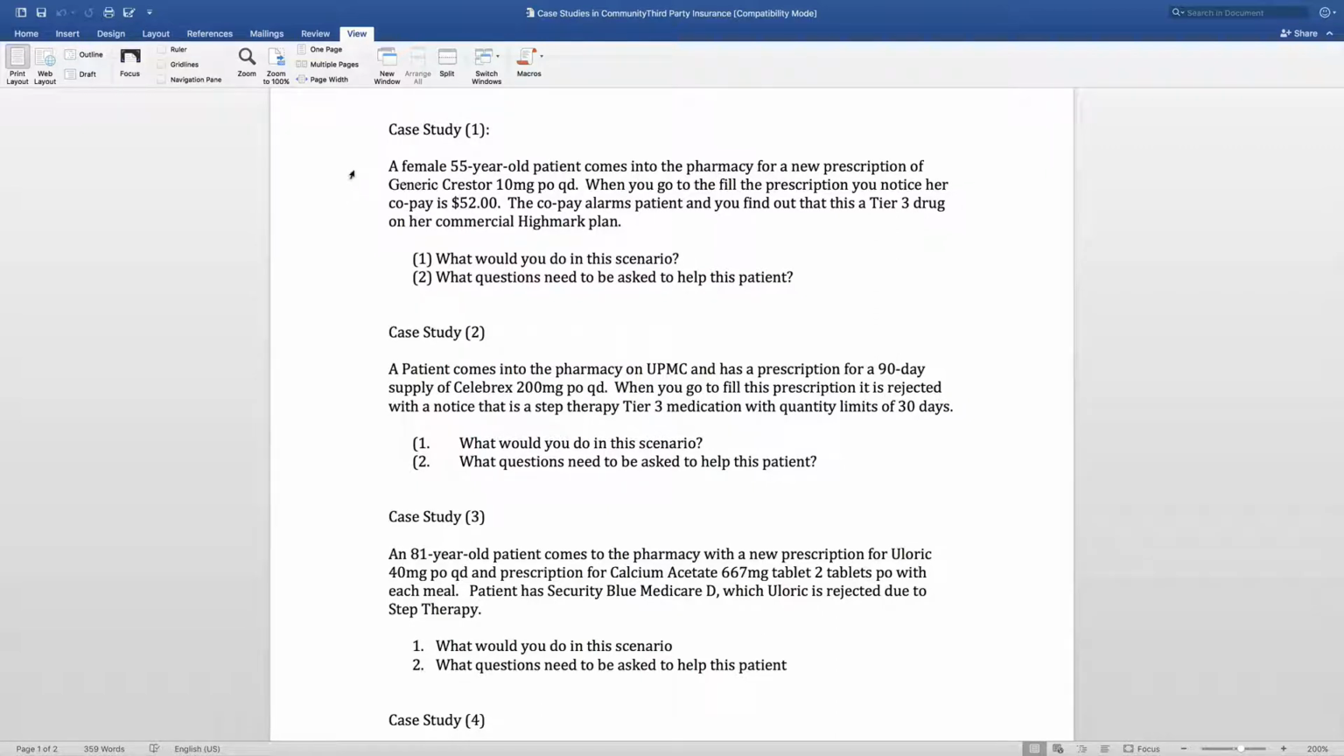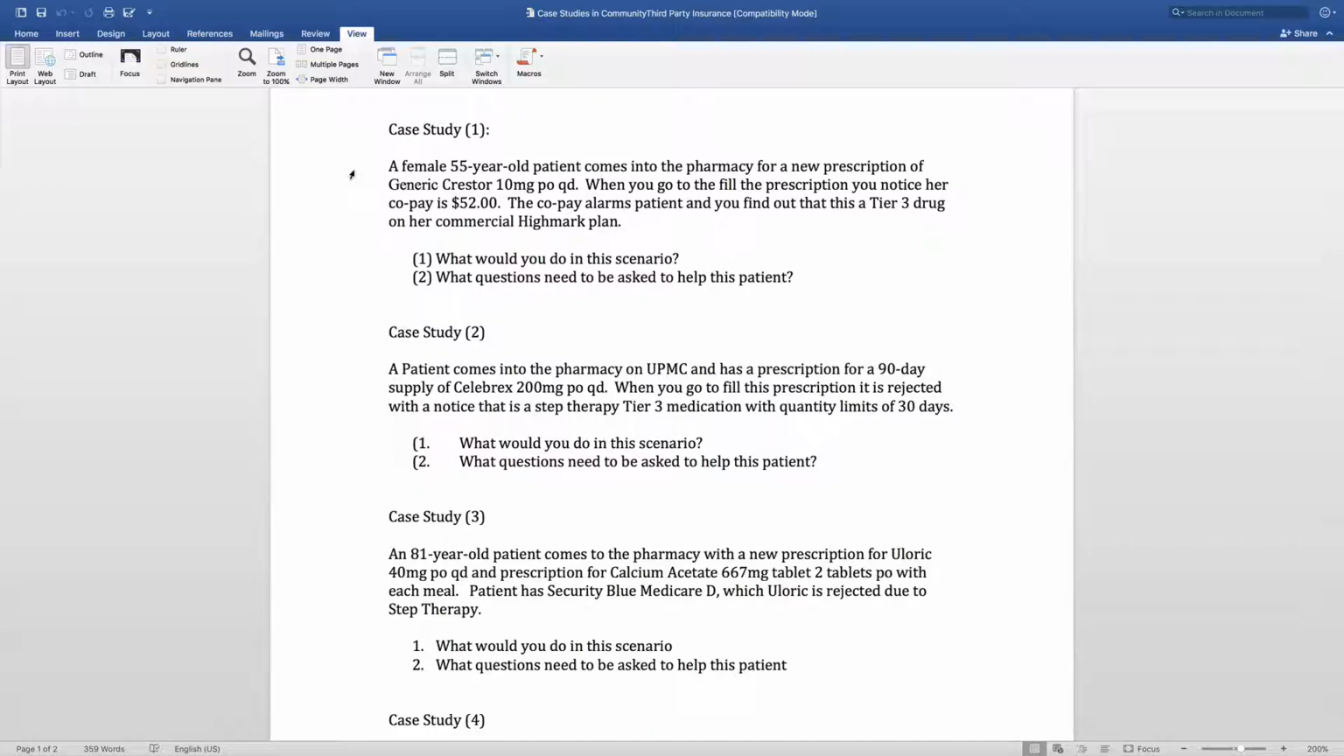So case study one: a 55-year-old female patient comes to the pharmacy for a new prescription of generic Crestor, 10 milligrams. When you go to fill the prescription, you notice her copay is $52. The copay alarms the patient. You find out this is a Tier 3 drug on her commercial Highmark plan.